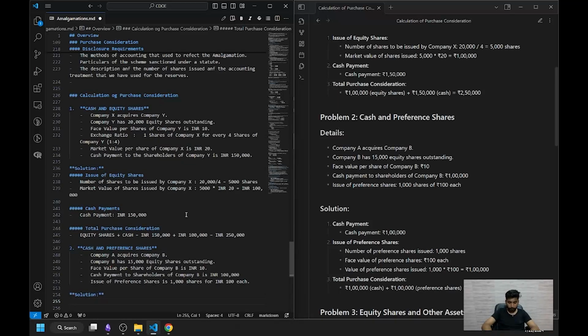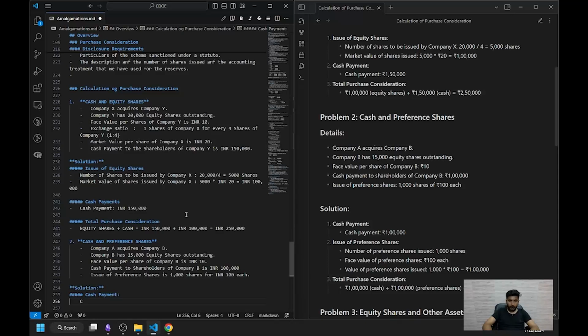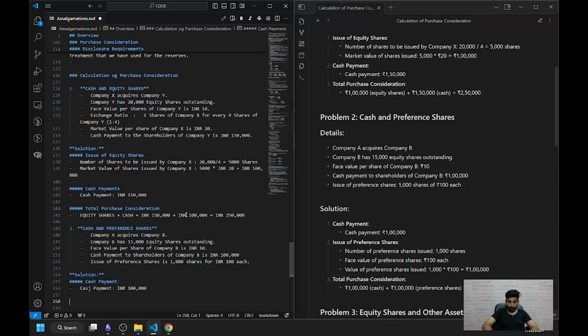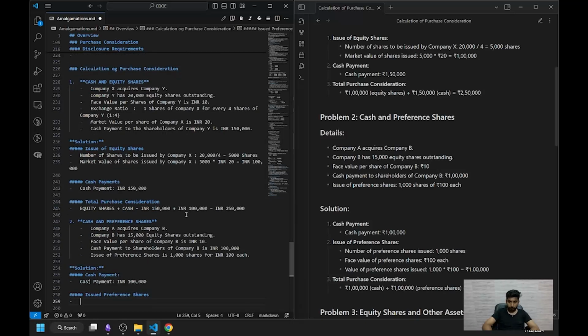we have been given the cash payment. We have done the cash payment of rupees 1 lakh. How? Because it is given in the question. Second, we have issued preference shares.